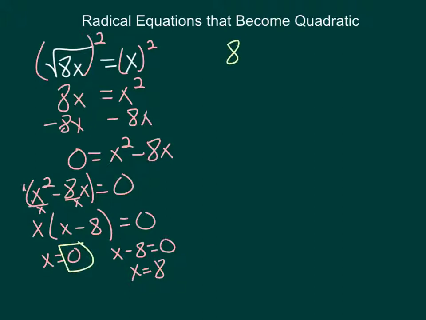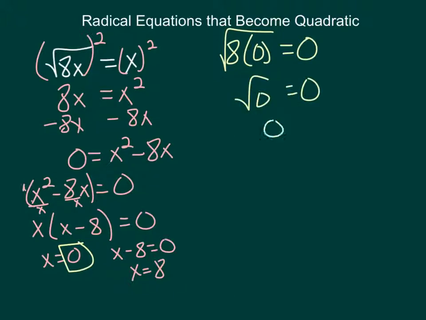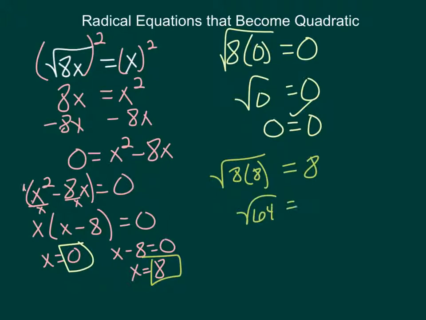If we change x to 0, we have the square root of 8 times 0 equals 0. 8 times 0 is 0. Square root of 0 is 0. So that one does work. Now let's try 8. You get the square root of 8 times 8 should equal 8. 8 times 8 is 64. 8 equals 8. So that one works also.